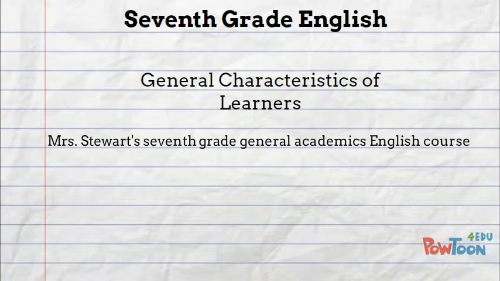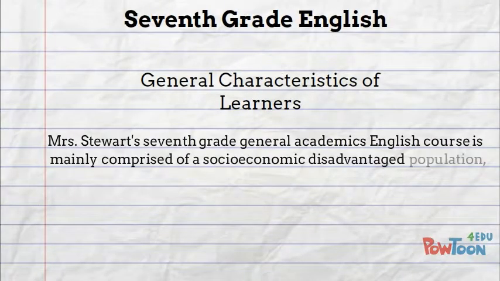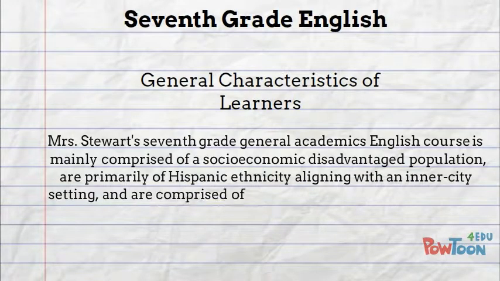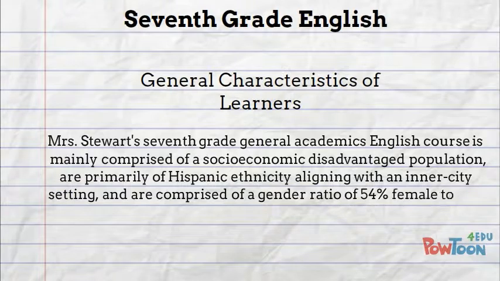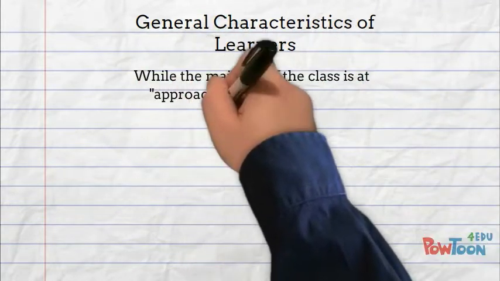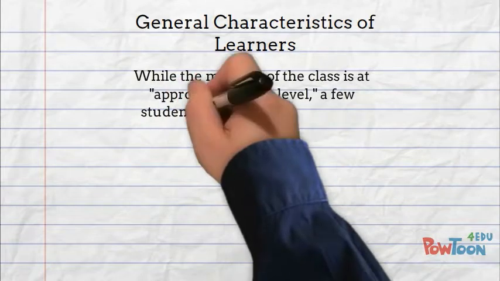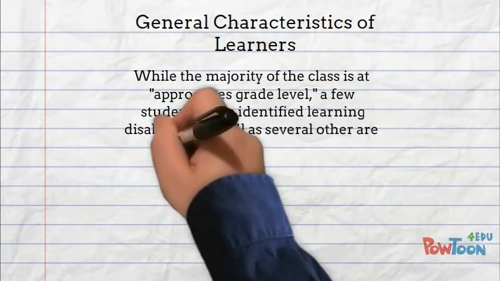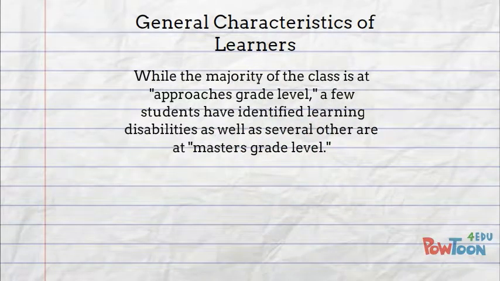Mrs. Stewart's 7th grade General Academics English course is mainly comprised of a socioeconomically disadvantaged population, primarily of Hispanic ethnicity, aligning with an inner-city setting, and comprised of a gender ratio of 54% female to 46% male. While the majority of the class is at approaches grade level, a few students have identified learning disabilities, as well as several others that are at masters grade level.